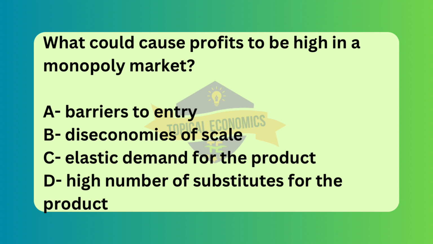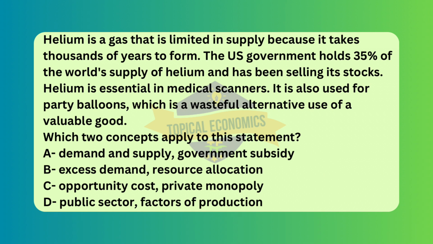Lastly, option D. High number of substitutes for the product. If there are many substitutes, demand becomes more elastic. In this case, the monopolist would not have much pricing power and would likely face pressure to lower prices, reducing profits.